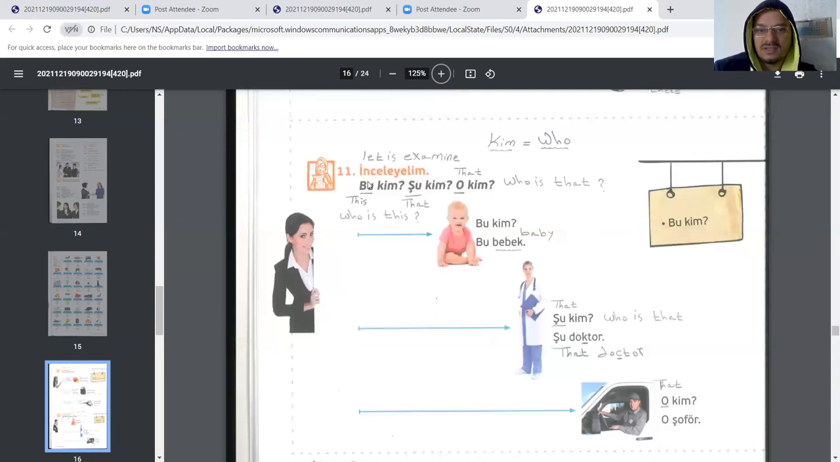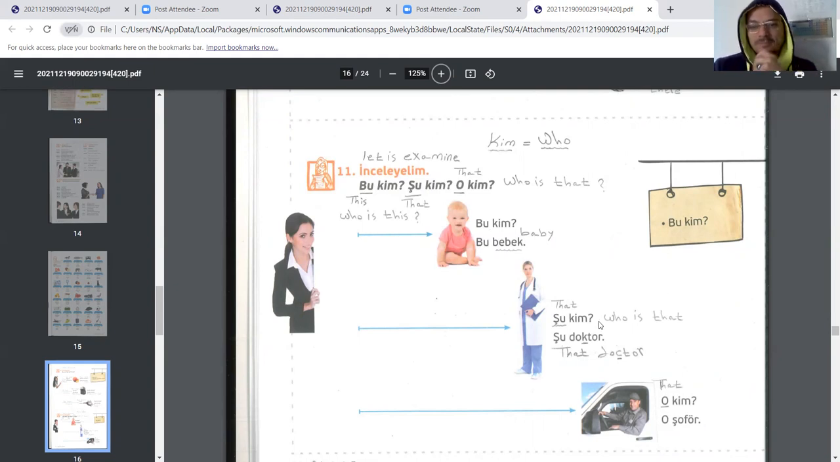Let's examine. İnceleyelim. Let's examine by using another question tool. Kim, that means who. Sure, when I use who, I will ask about he or she, not a cat or table. Okay, bu kim? Bu bebek. Who is he? Bu bebek, this baby.